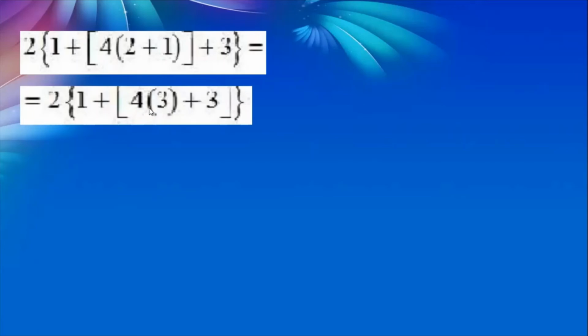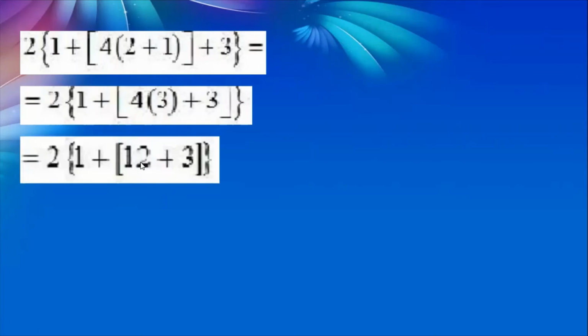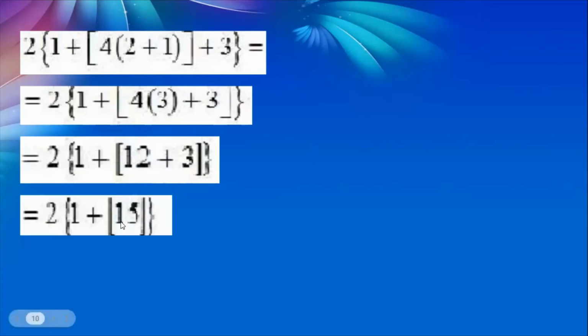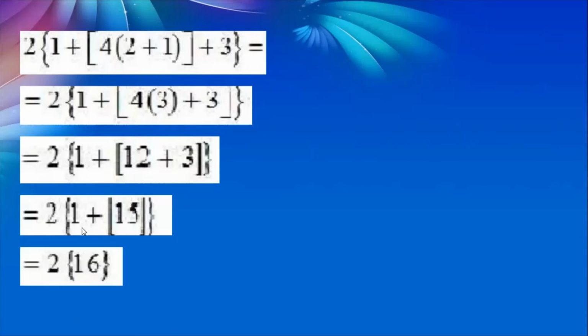So we're going to do this one. 4 times 3, the answer is 12. 12, bring down the plus sign, bring down 3. So 12 plus 3, the answer is 15. Copy the plus, copy the 1, copy the 2 outside. Since 15 is the only number that we have inside, just remove our bracket sign, and then we're going to add it with 1. So 15 plus 1, that is 16.